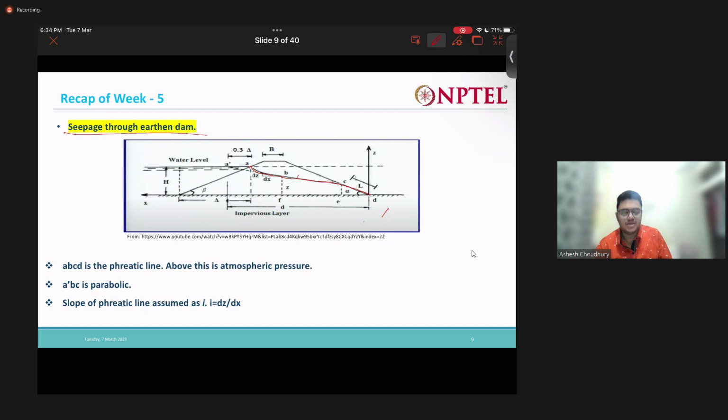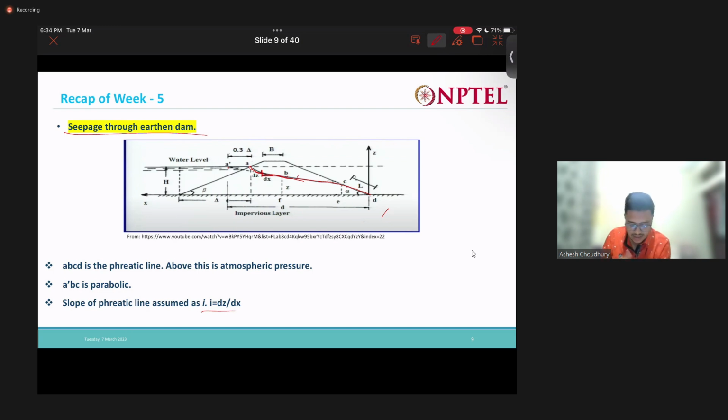So it is known as the phreatic surface or the phreatic line. Now A dash B C is a parabola. So we are considering that this is a parabola, and the slope of this phreatic line is assumed as dz by dx. So perpendicular by base, it is dz by dx.